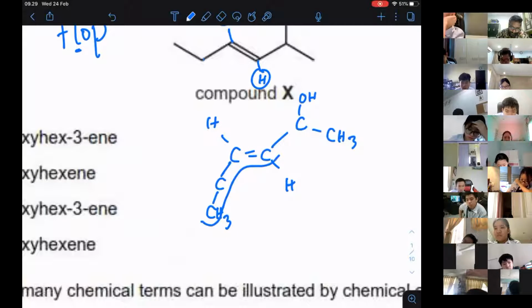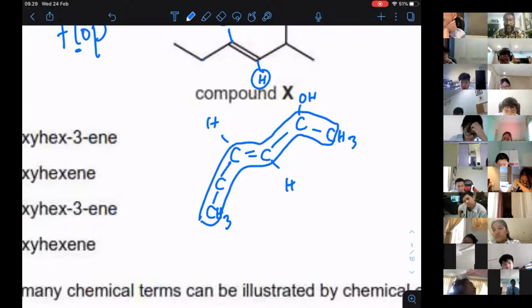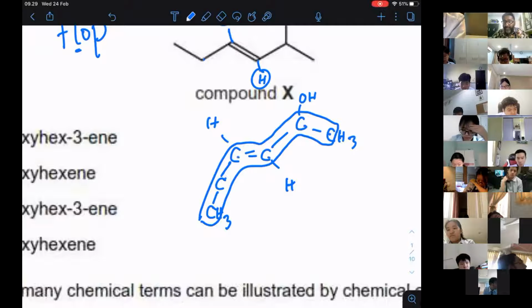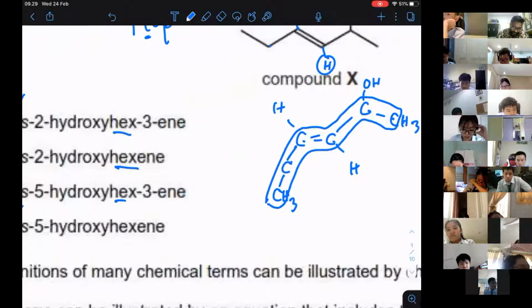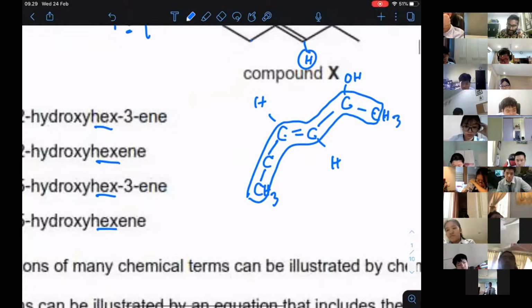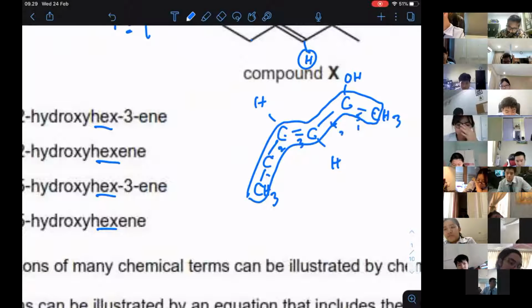So let's find out the longest carbon chain. You see here, this is the longest carbon chain. How many carbons? 1, 2, 3, 4, 5, 6. So it must be hex. Here, identify the double bond at what position? 1, 2, 3, 4, 5. If I follow here, 1, 2, 3, it's still at position number 3.